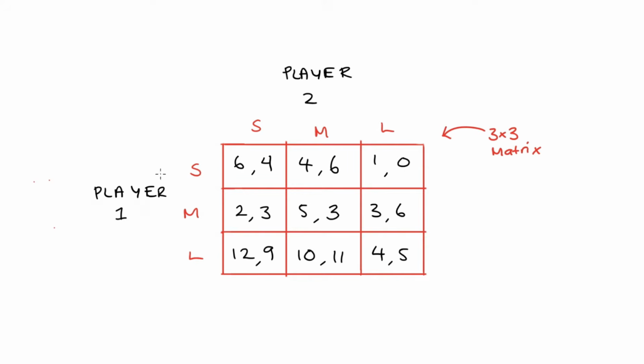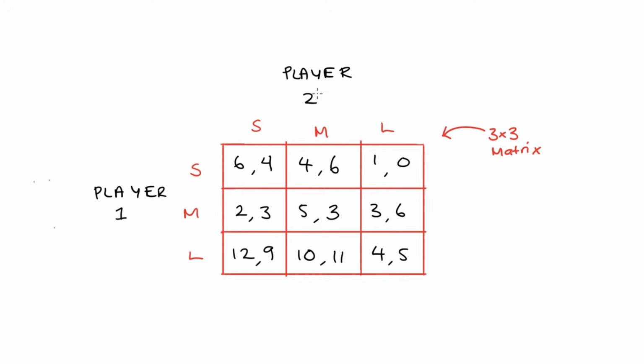So in our game here, player 1 could either go S, M or L, so small, medium or large. Player 2 can also either go S, M or L. The first thing that I'm going to do here is find our best responses for each player. So I'll start by imagining that I'm player 1 first.